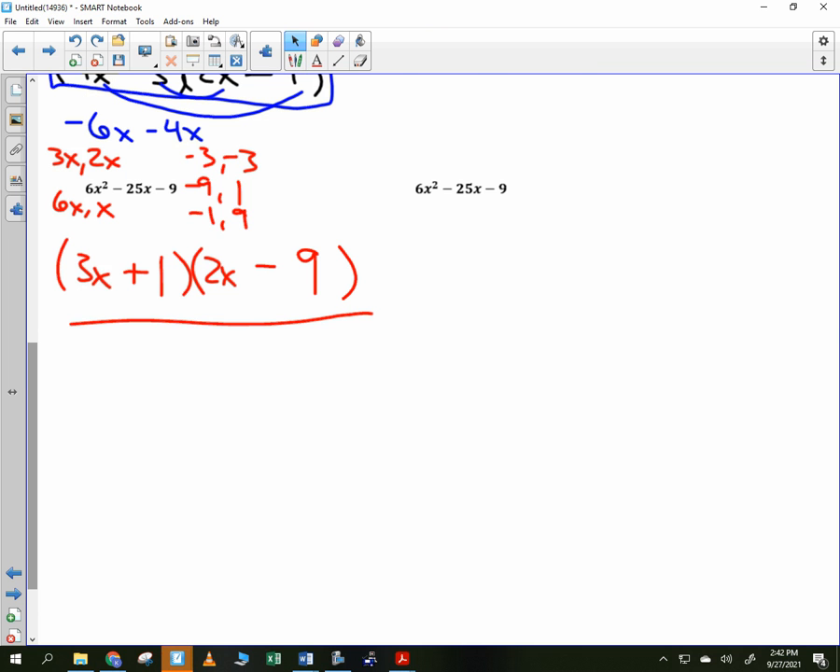Just out of curiosity, raise your hand if you did the AC method. Okay, about half. So the AC method, we would take 6 times 9 is 54. So x squared, we'll write negative 54.